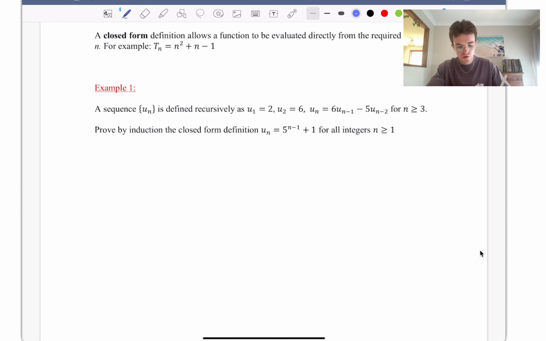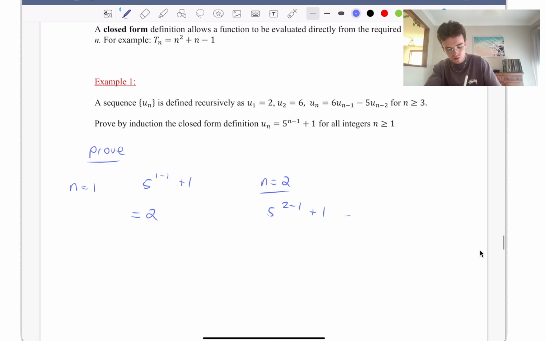The first thing we need to do is prove our first two initial cases using this formula here. So prove, first of all, n is equal to 1. Well, that's equal to 5^(1 minus 1) plus 1, which is equal to 2, which is what we had up here. And then n is equal to 2. We're going to prove that it's 5^(2 minus 1) plus 1, which is equal to 6. So we've proven our initial cases.